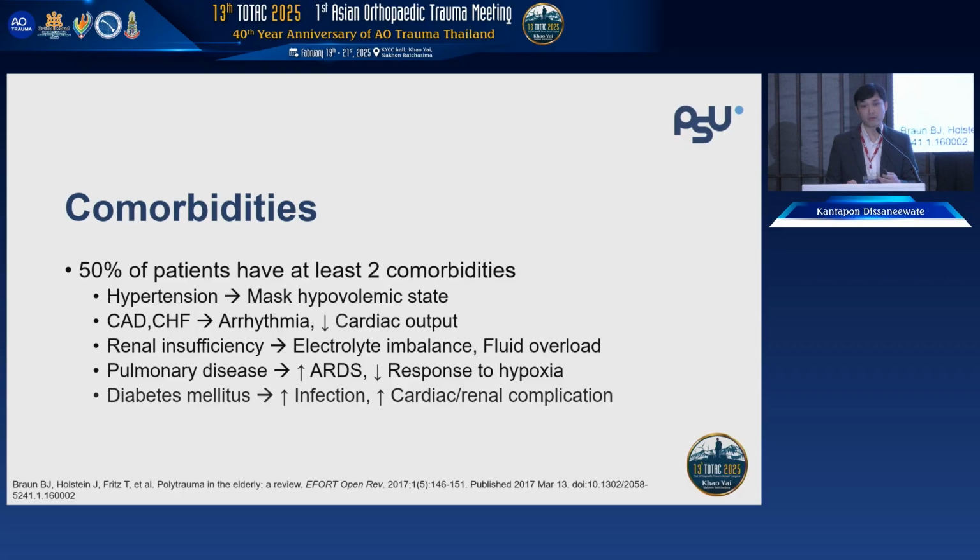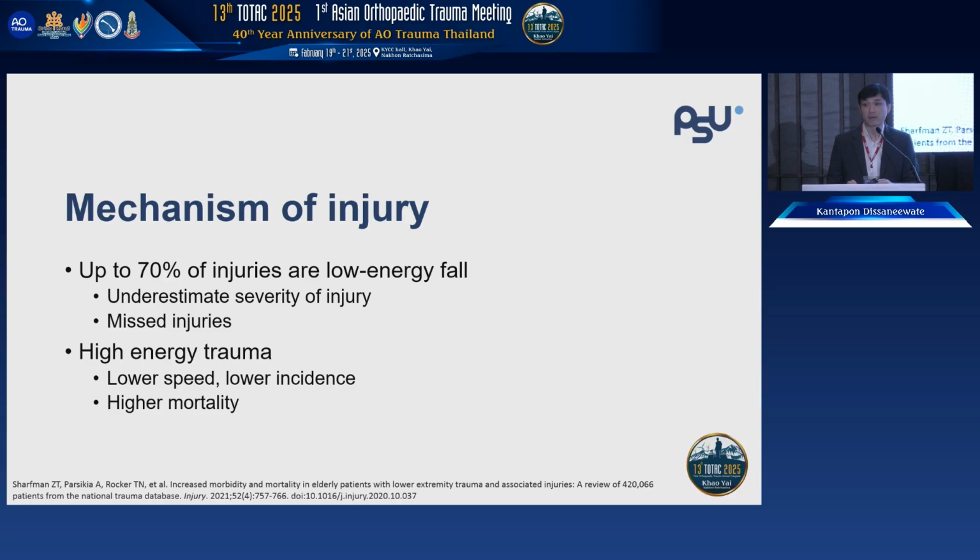And with the lower reserve from their decreased body function, combined with pulmonary disease, the functional reserve of the lung goes down significantly. And lung complications are the leading cause of death in polytrauma patients. And lastly, diabetes mellitus. This contributes to an overall increase in infection and cardiac and renal complications. And lastly, the mechanism of injury.